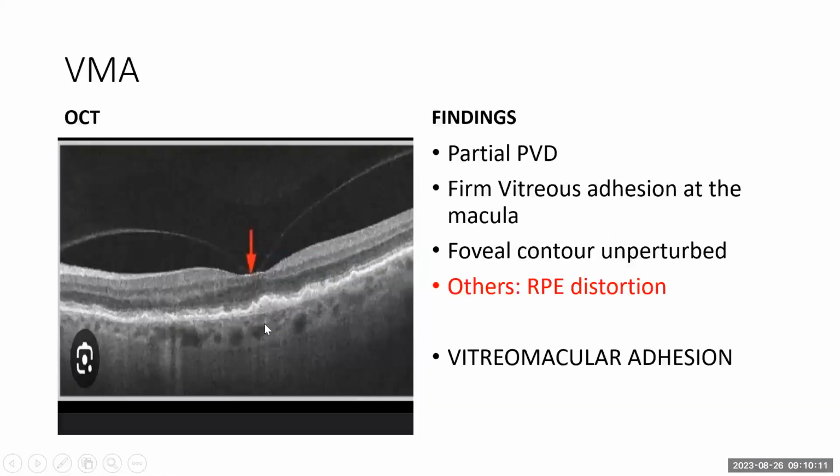Okay, so I've put this up so that it would help with the explanation beyond what I've just said. Partial PVD, thin vitreous adhesion at the macula. Foveal contour is unperturbed. There are other features here, but that's not what we are looking at for now. So this is a vitreomacular adhesion.